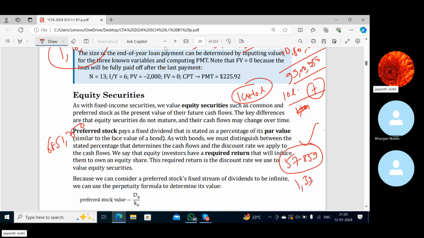Shall I open that SBI home loan calculator in this? I'll do that.